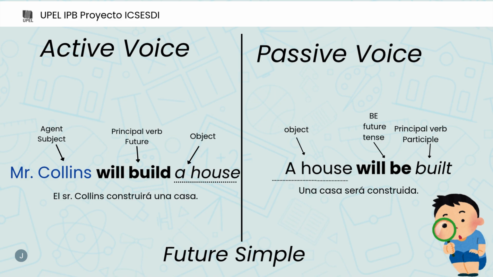First, we have the object, okay? So, what will Mr. Colin build? A house. So, a house has to be in the first place. Then we have the verb be, but in future, because we adopt the original tense of the active sentence. So a house will be. And at the end, we use the same verb but in participle, built. A house will be built.